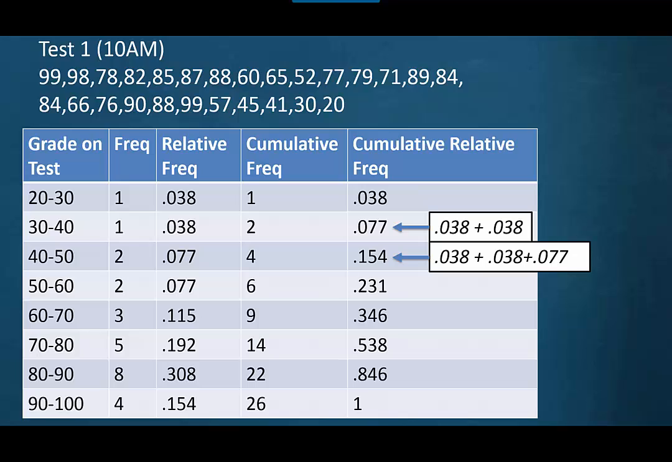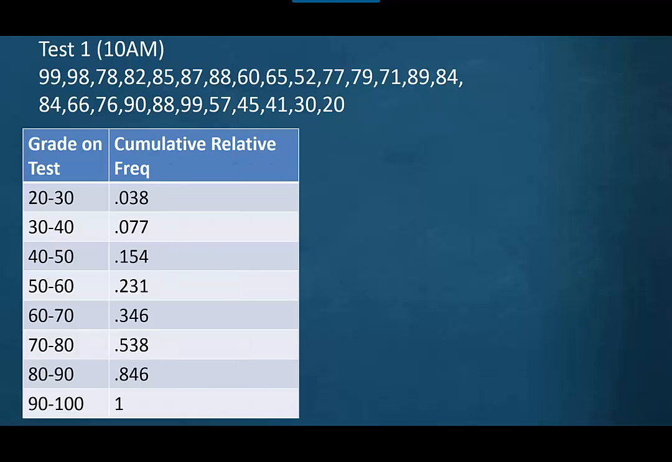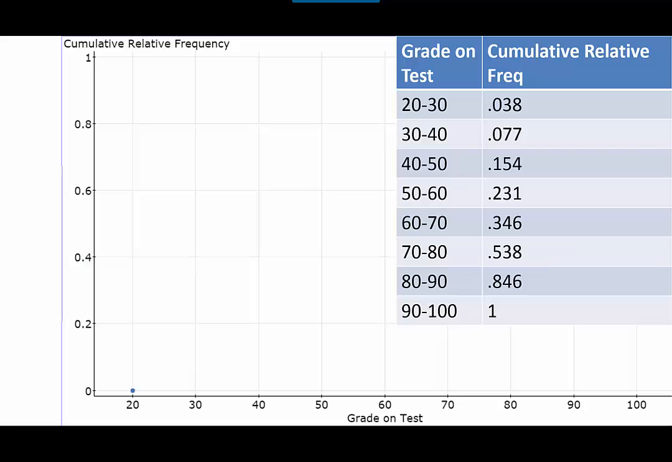So this is the lesson on visual displays. Let's graph this cumulative relative frequency. This is going to be called a cumulative frequency plot or cumulative relative frequency plot. Let me just look at the cumulative relative frequencies here so we don't have to get the other values in our way.